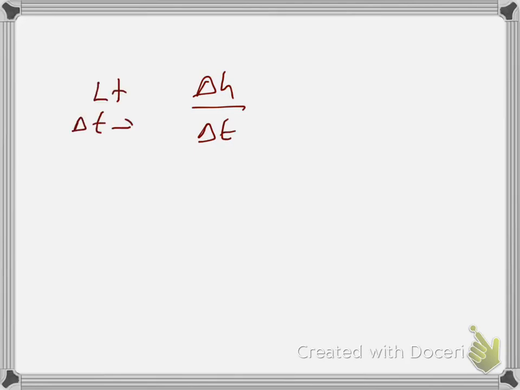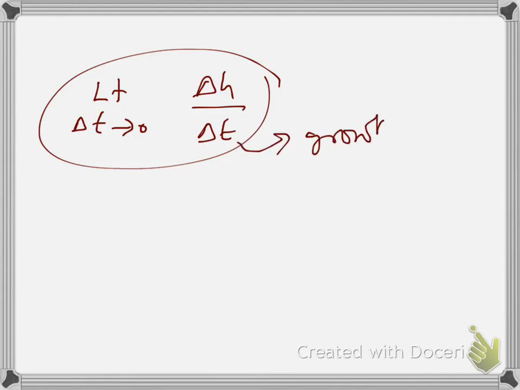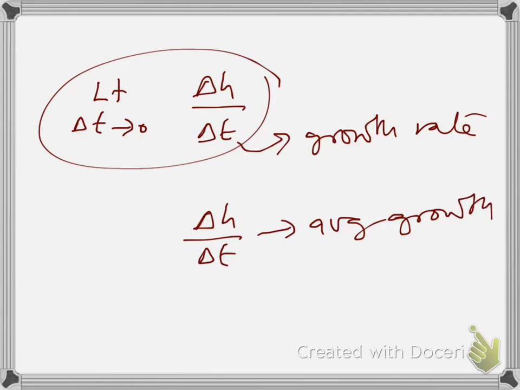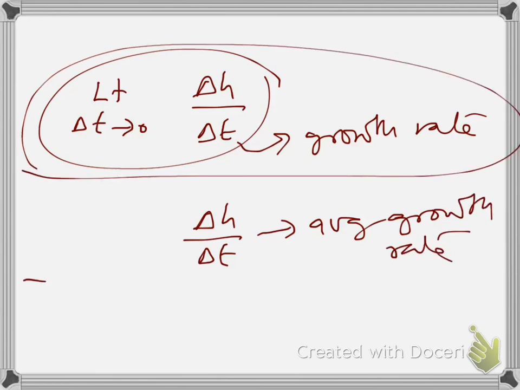So delta H by delta T gives you average growth rate, but in the limit that denominator delta T goes to 0, this whole thing is giving you growth rate. So understand, without limit, just this quantity is average growth rate. With limit, this is growth rate. Can you see this? Why is the denominator going to 0?